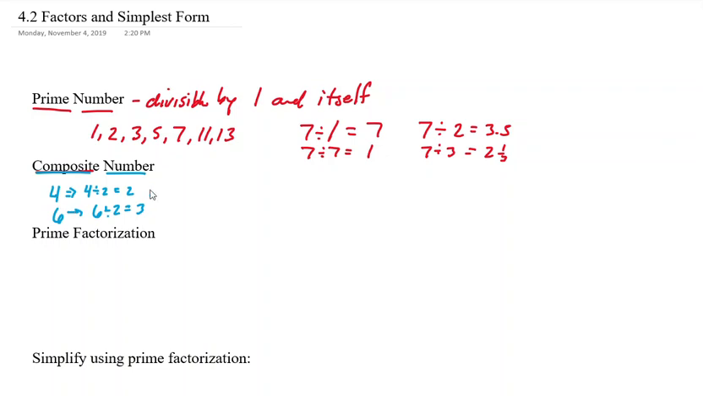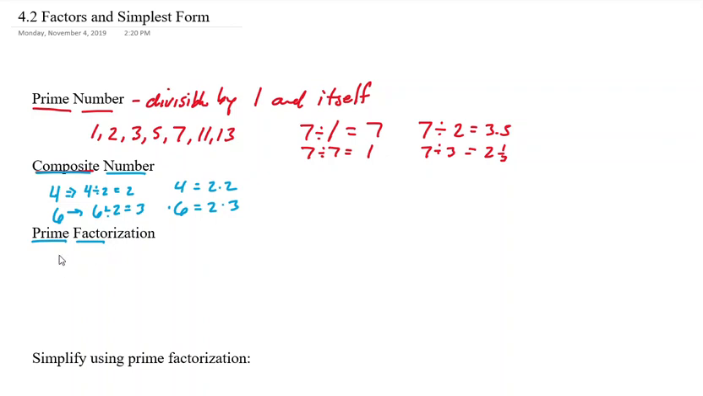those are composite numbers. Now, if you have composite numbers, they are made up of smaller numbers multiplied together, right? 6 is 2 times 3. 4 is 2 times 2. So if you have, especially composite numbers, but any number can be broken down into its prime factors. Prime factors, we call that prime factorization.